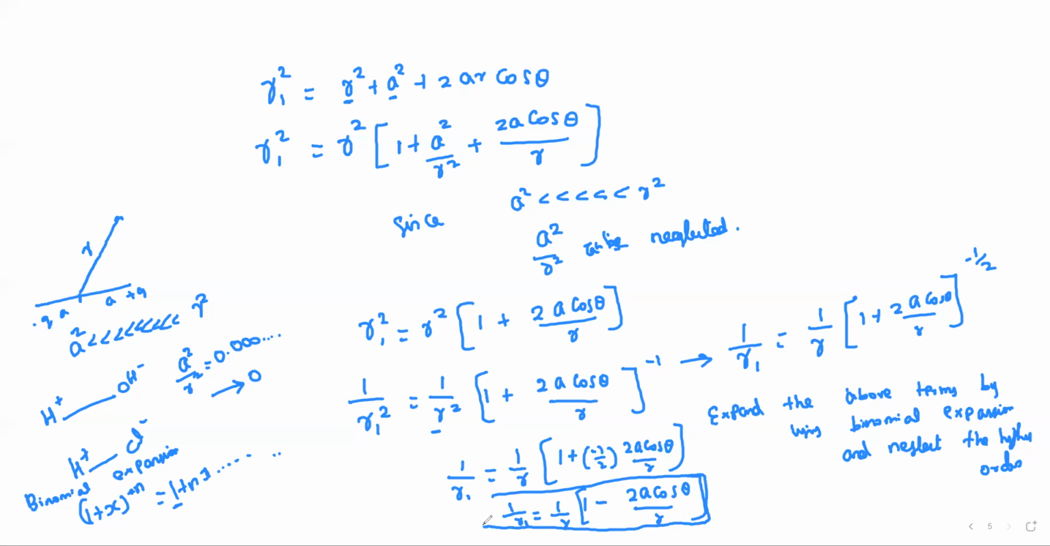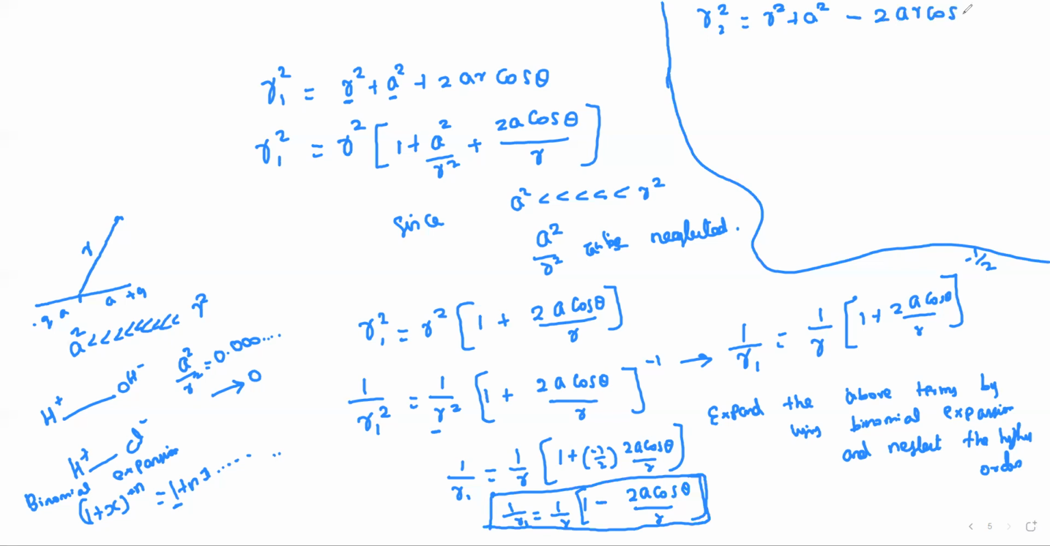Now, in the same way, we have to find 1 by R2. For that, the same derivation only we should do. Now we have R2 square is equal to R square plus A square, and here you are having plus 2AR cos theta, whereas in R1 you had minus 2AR cos theta. So that is what makes the difference, this minus one thing.